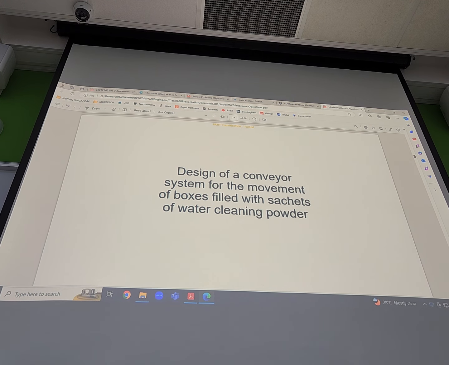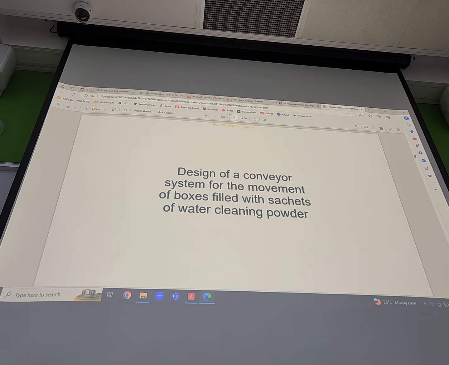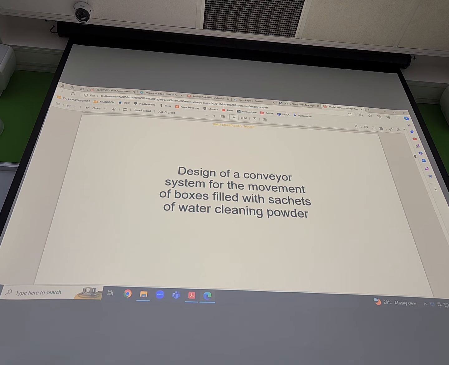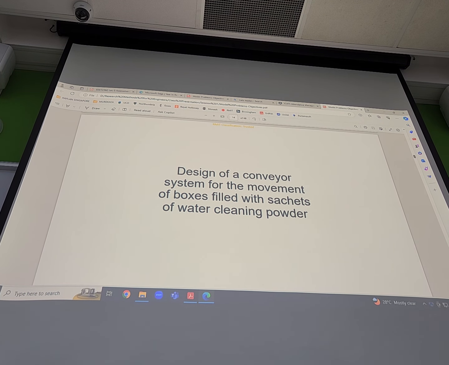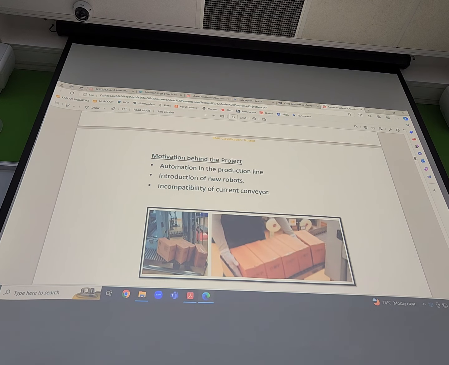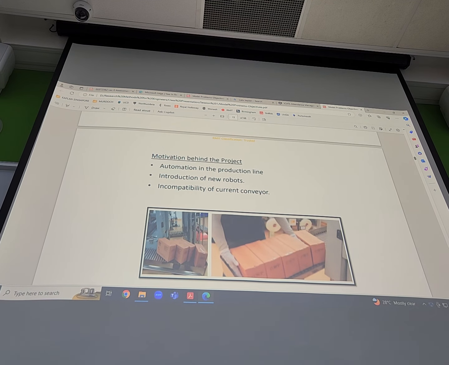This topic is design of a conveyor system for the improvement of boxes filled with sachets of water cleaning powder. This was done by one of the students. Again, as you see from the title, it is a workplace, practically work-based topic. So what is the background or motivation for the project? There is no automation in the production line, there is introduction of new robots, so the current conveyor system is incompatible. So it is something like upgrading the existing system to a new robotic automation system.